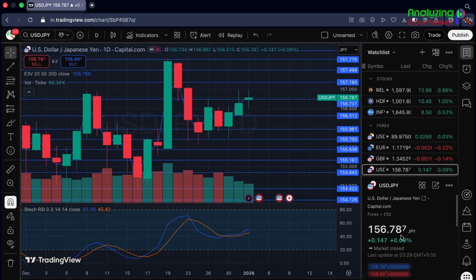I'll also be marking some important support zones and resistance zones which will help you to take better stop loss and target levels according to your bias. And I'll also be sharing my opinion on what will happen in the coming week according to my analysis and previous week movement. So let's check the weekly chart first.